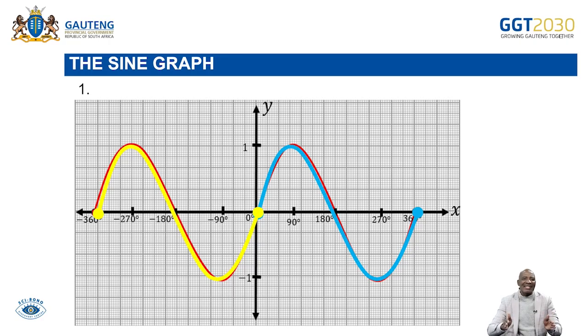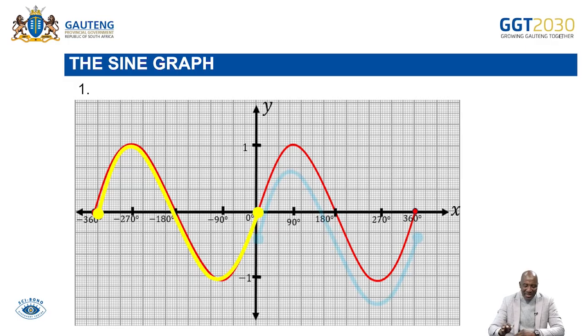Oh, so I realize that between negative 360 and 360, I have two complete waves of that sine graph. It's the same graph that keeps on repeating itself. But the question is, after how many degrees does this repeat itself? From negative 360 to 0 is exactly 360 degrees. Then from 0 to 360 is another 360 degrees. So it shows me that this graph makes its complete wave after every 360 degrees.